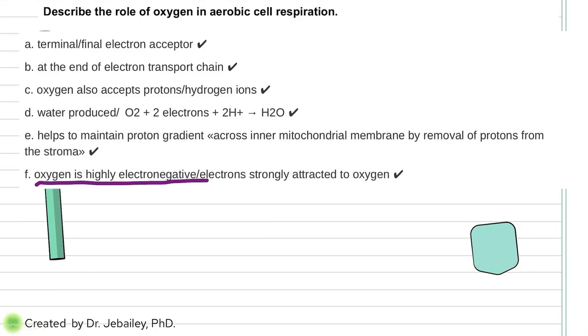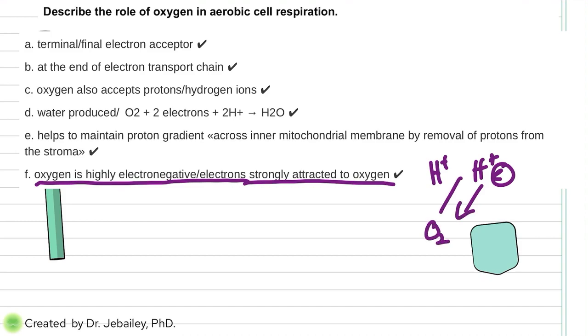Oxygen is highly electronegative, so electrons are strongly attracted to oxygen. In this case, we're talking about who? The hydrogens. The hydrogens have their electrons, and these electrons will be attracted to the oxygen. So the oxygen is pulling the hydrogen towards itself, in this way forming water.